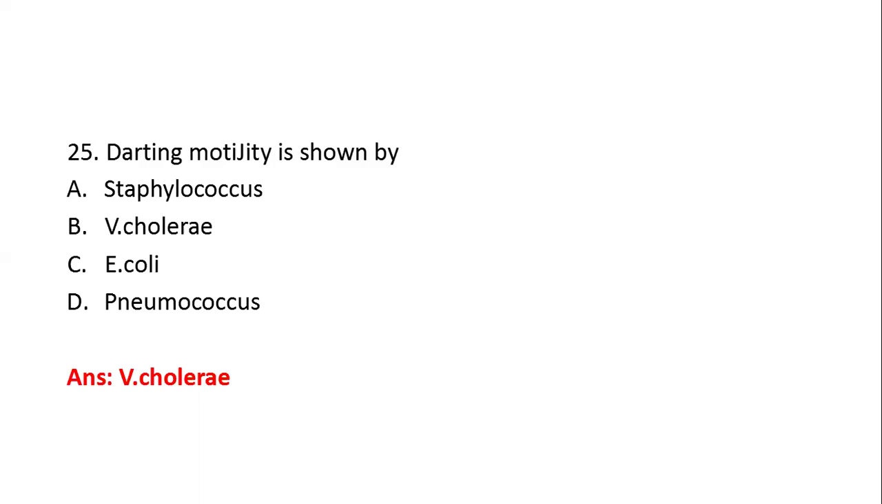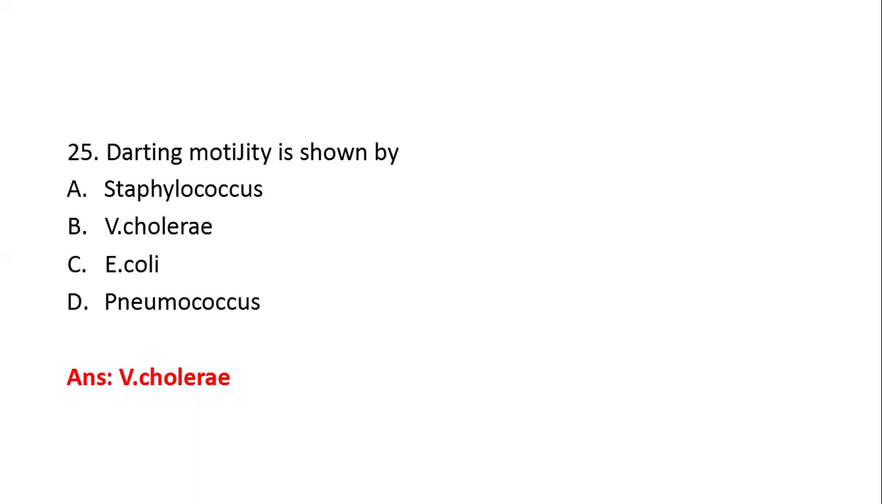Here, Staphylococcus and Pneumococcus are gram-positive cocci. So remember one point, all cocci are non-motile. And E. coli is also motile, but it has peritrichous flagella. Vibrio cholera has a single polar flagellum. It has characteristic vibratory motility.